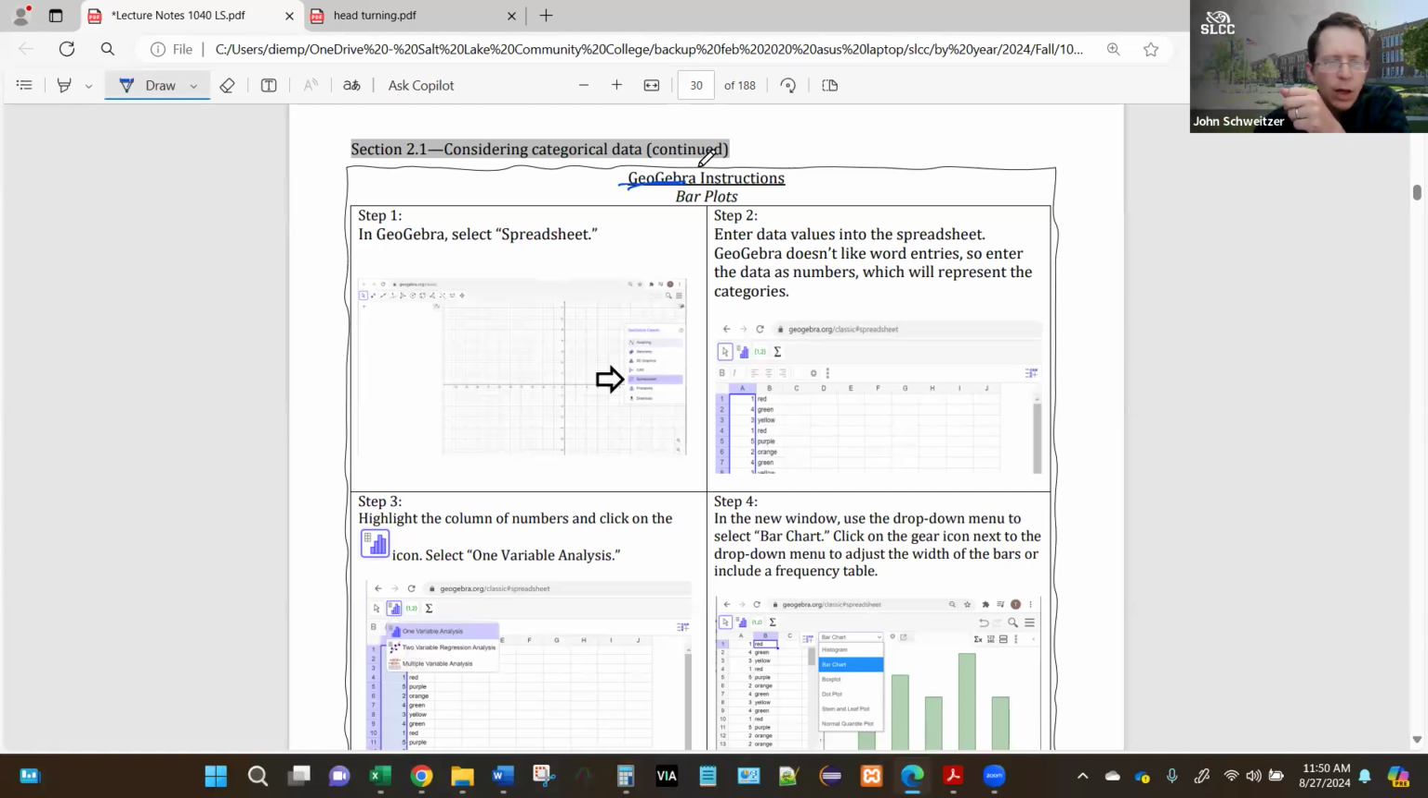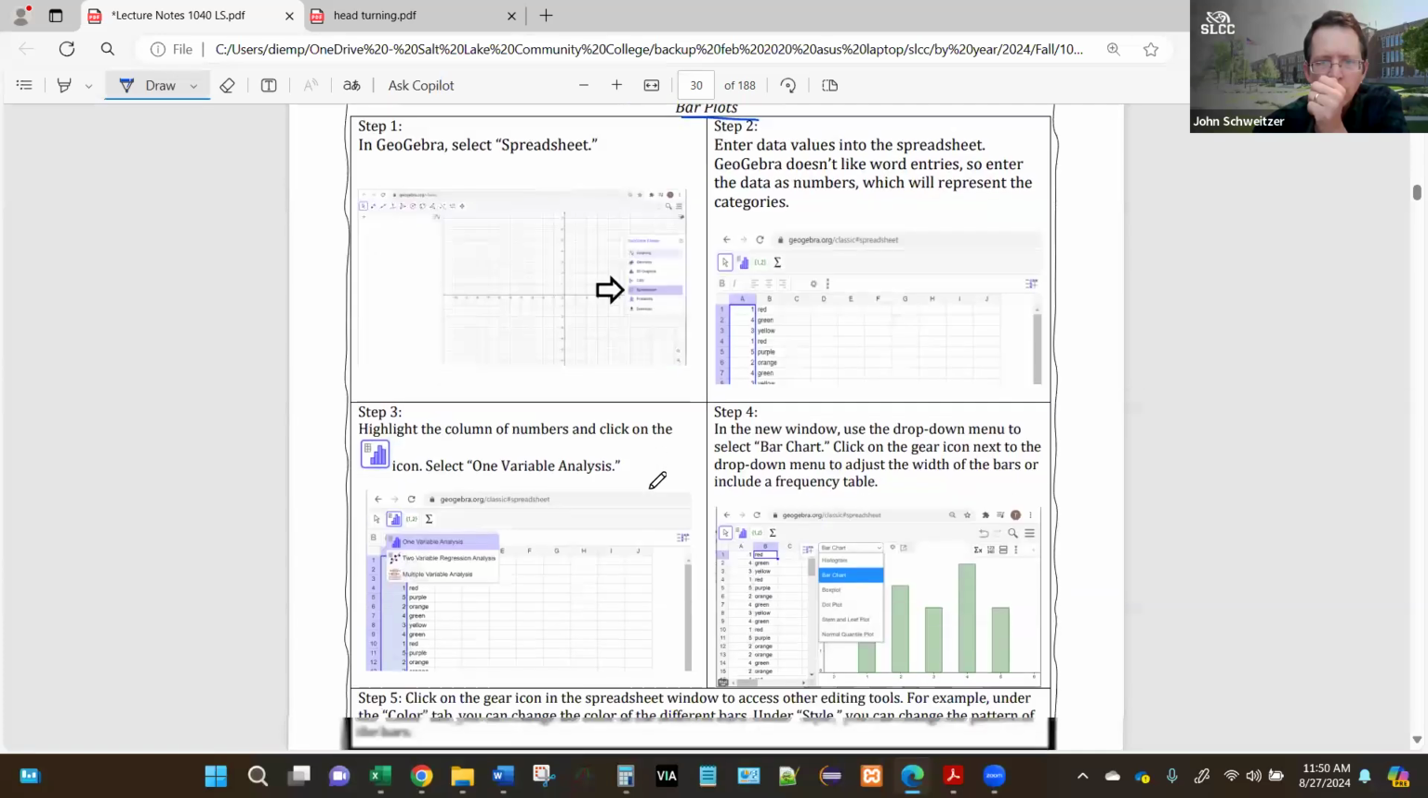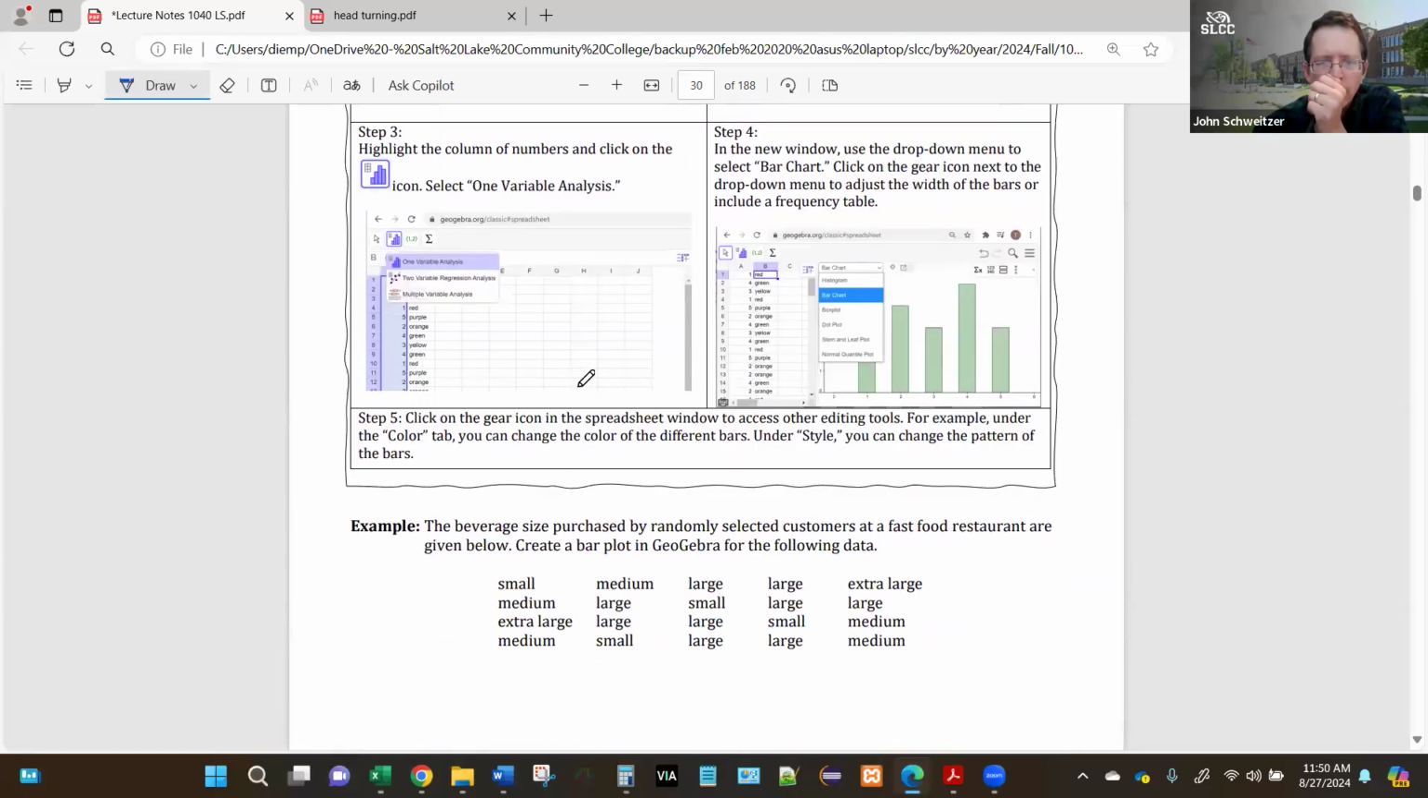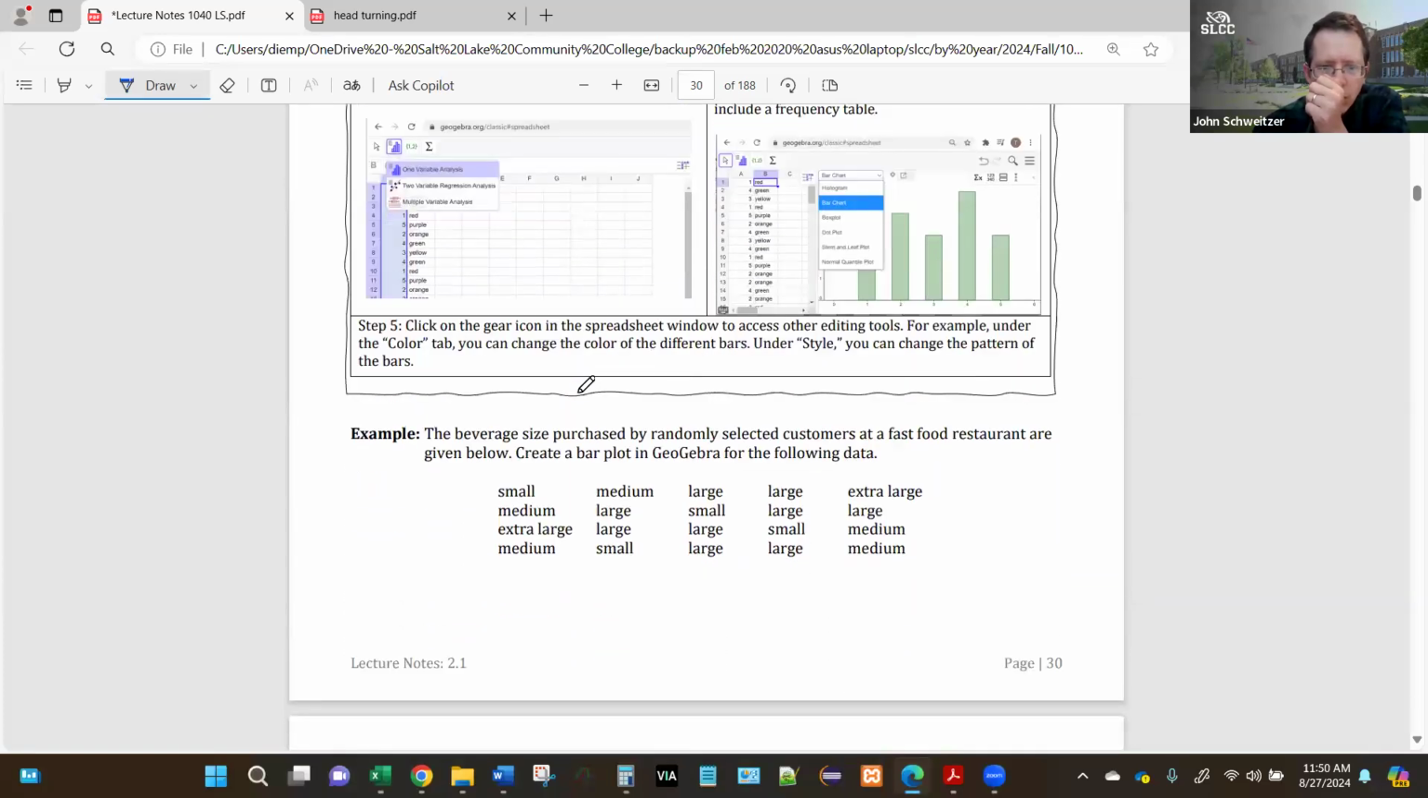I think we looked at GeoGebra last time for the random number generator. Let's go ahead and pull it up again and see how it works for bar plots. We have the directions here, so you can read these directions if you'd like. We have a video on Canvas. Let me just remind everybody of our videos.